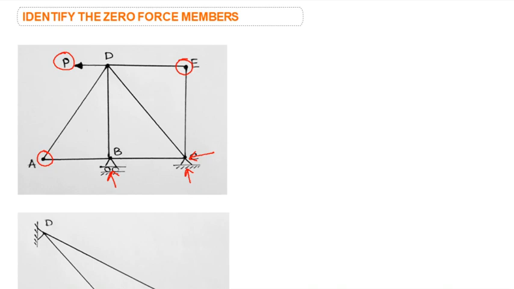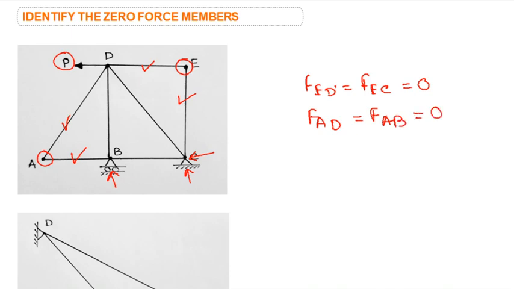The second theorem says that if at a two-membered joint both the members are non-collinear, then both will carry zero force, right? Here you can see ED and EC are both non-collinear members, so we can write that the force in member ED and the force in member EC will be 0. Now let us look at joint A. Here also you can see that AD and AB are both non-collinear, so here also the force in member AD and the force in member AB will be equal to 0.